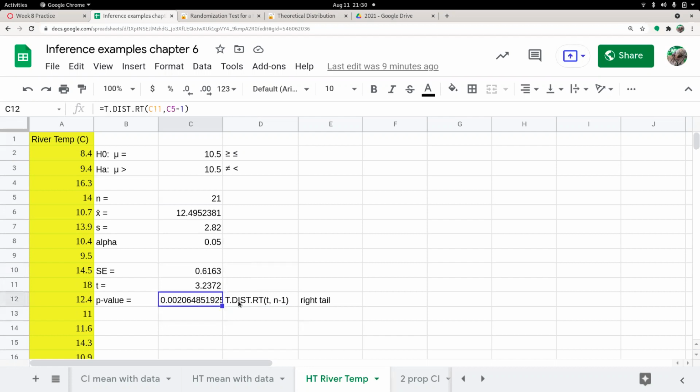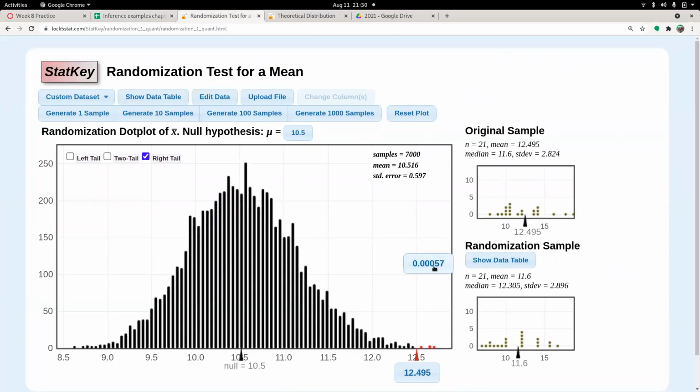And so here I get a p-value of 0.002. The randomization distribution got a p-value of 0.0005. Notice they're not quite the same, but I would say they're in the ballpark of each other. They're both pretty darn small. What either one of them tells us is that there's a wicked small chance of having a sample mean that high with a sample size of 21 when we thought the mean was going to be 10.5. So something weird's going on here. So we question, maybe 10.5 isn't the right mean anymore, or I just have a weird sample.